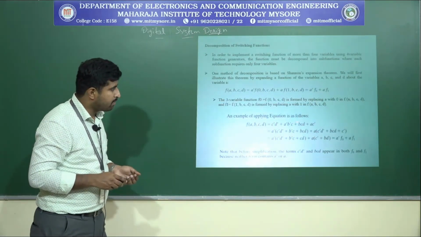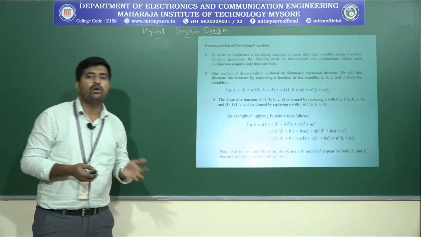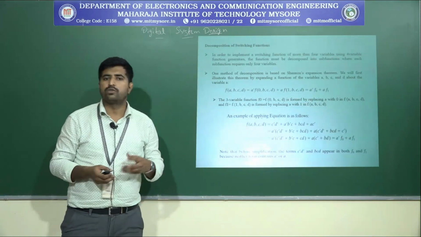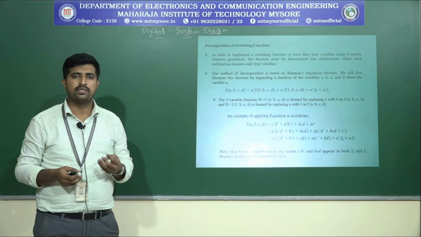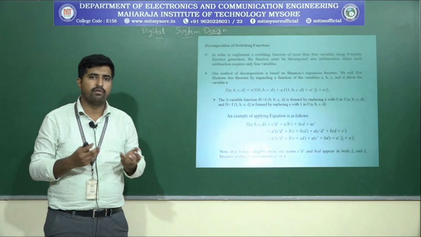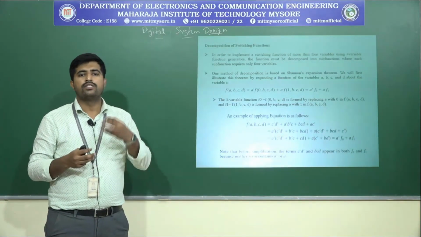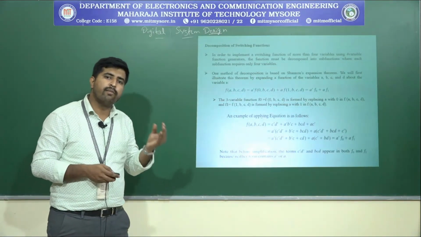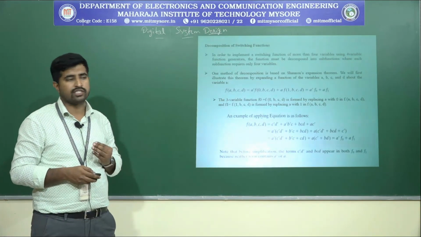Here c bar d bar and b c d will be involved in both the functions because it does not contain any a bar or a. So when we don't have any a bar or a, we go to write in canonical form. When you need canonical form, we will bring in a bar and a, so that's why they will be included for the functions.